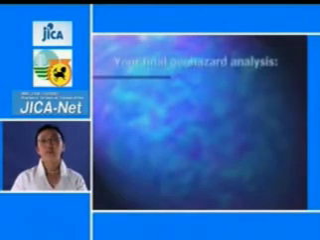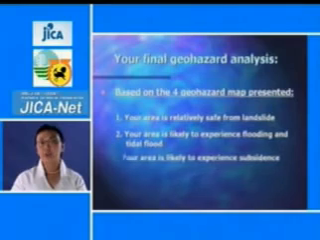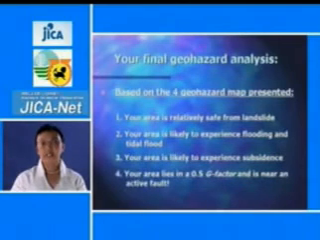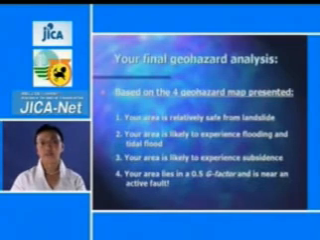Now, based on all the geohazard maps presented to you, you know that your property is relatively safe from landslide, likely to experience flooding and tidal flood, likely to experience subsidence, and lies in a 0.5 G factor area and is near an active fault. You have to study these factors and need to think twice.